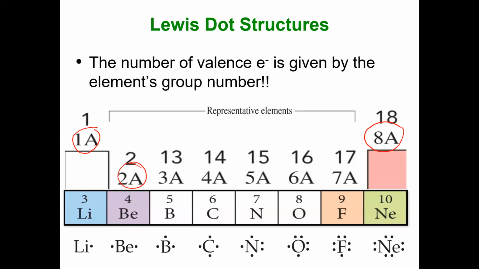Lithium has 1 valence electron, a 2s1, so it's got 1 dot. Beryllium has 2 valence electrons, a 2s2, so 2 dots. Boron has 3 valence electrons, 2s2, 2p1, because this is my p block portion. Carbon has 4 valence electrons, group 4A, so 4 dots. That's a 2s2, 2p2, and so on.